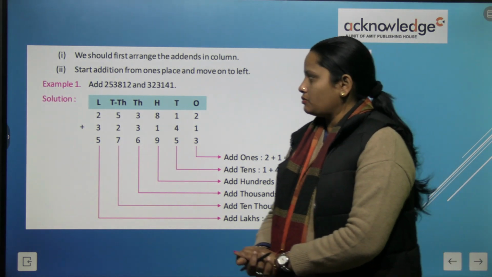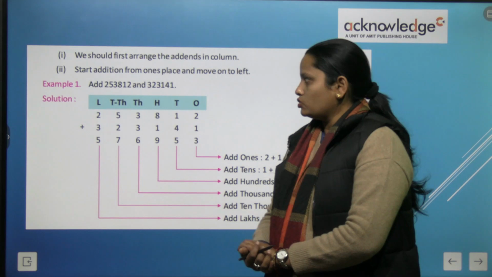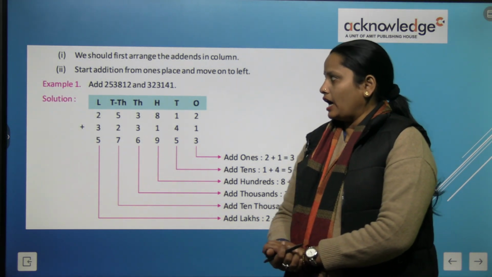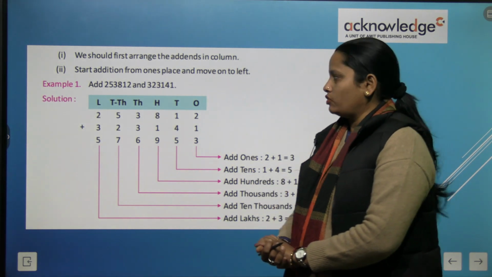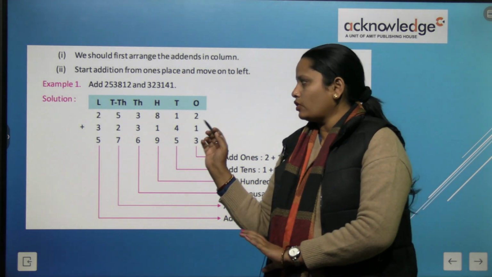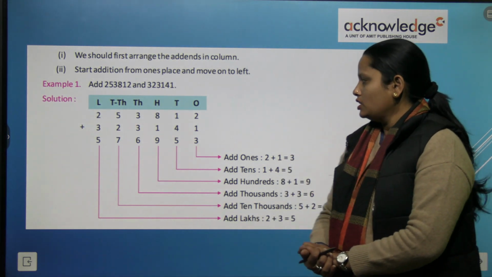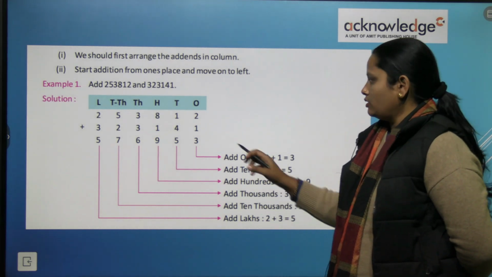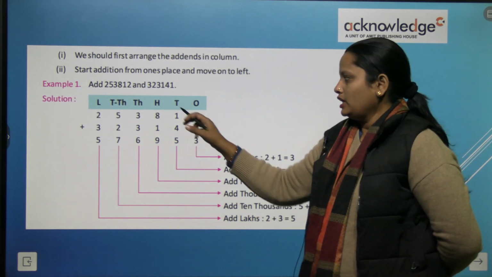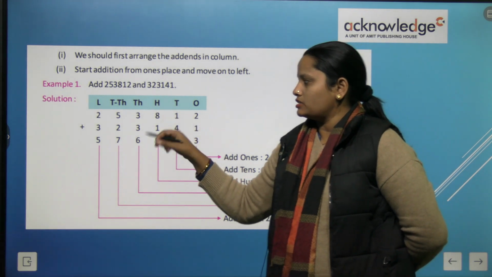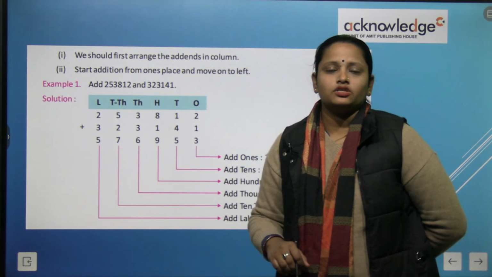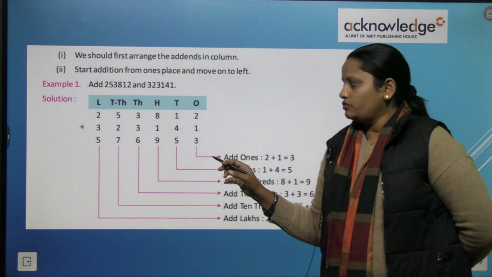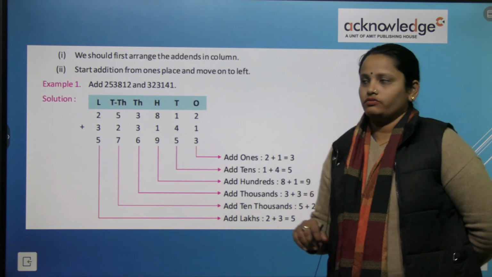Here the first example is to add 258312 and 323141. So we are going to add these two numbers. When we add 2 plus 1, we get 3. Similarly, 4 plus 1, we get 5. 8 plus 1, 9. 3 plus 3, 6. 5 plus 2, 7. And 2 plus 3 is 5. So here, children, the answer is 576953.